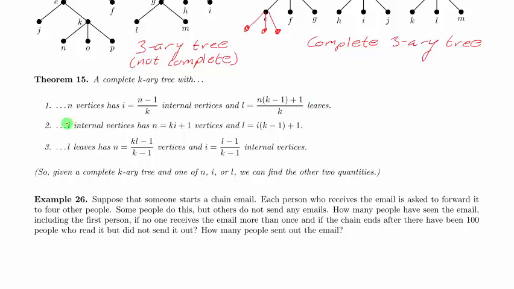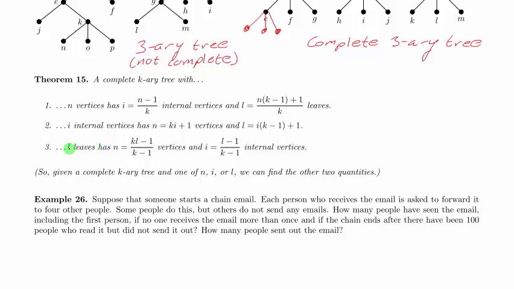If we know the number of internal vertices, then we can basically take these equations and solve for the other variables if we want to. We're going to have n equals k times I plus 1 vertices total, and then the number of leaves is going to be equal to I times (k minus 1) plus 1.